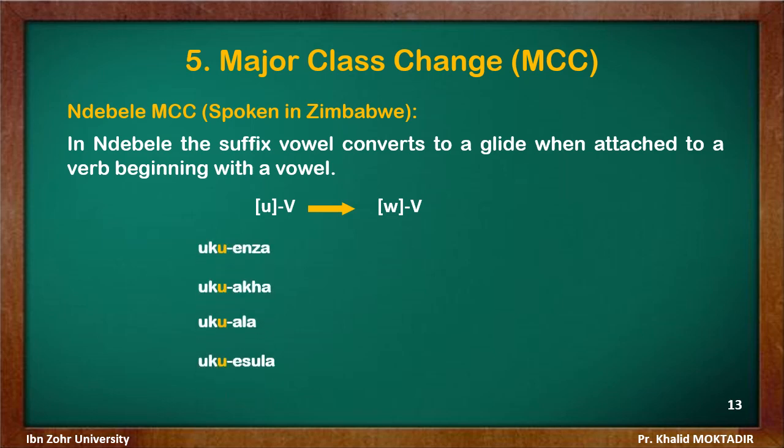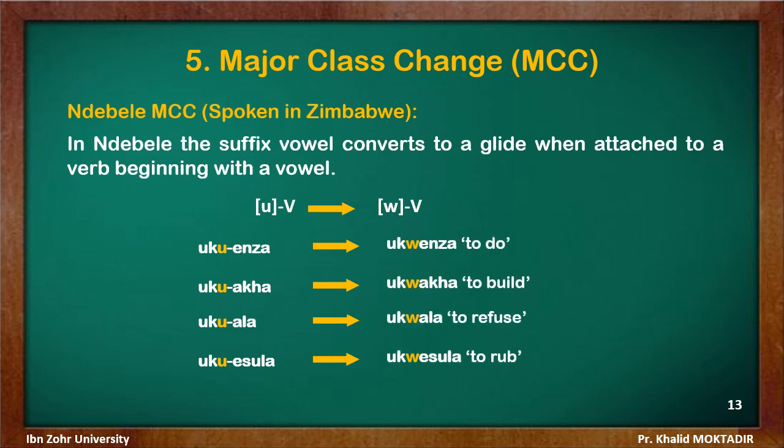Ukuenza, ukuaja, ukuala, ukuesola, and this will be pronounced as in the following examples: okuenza, okuaja, okuala, okuesola. So you can see how the Ndebele language avoids hiatus by converting a vowel into a glide.